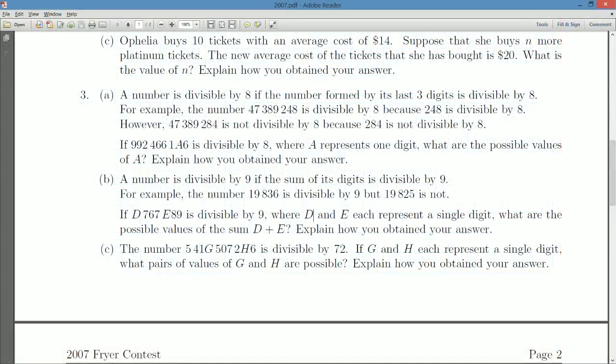The number 5,418,507,286 is divisible by 72. If G and H each represent a single digit, what pairs of values of G and H are possible? Okay.